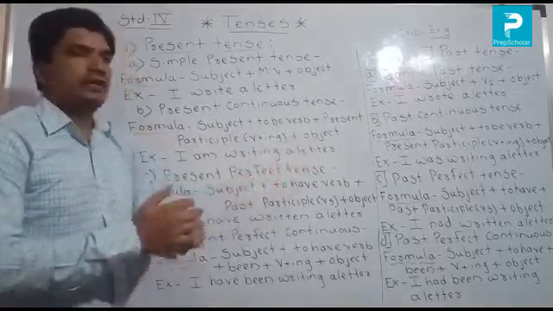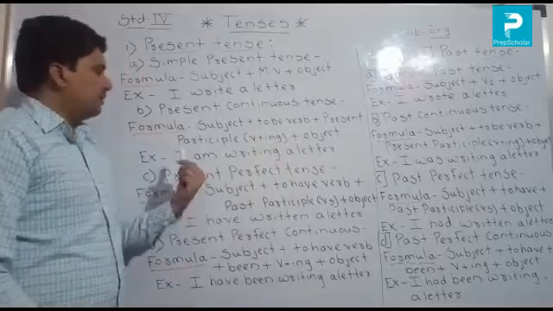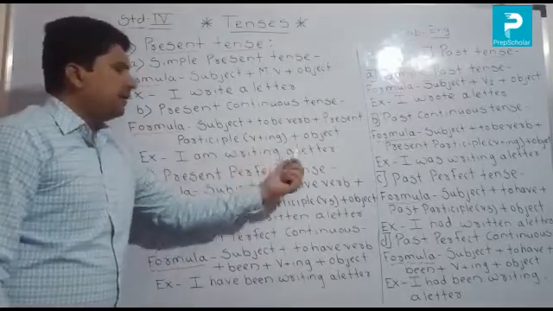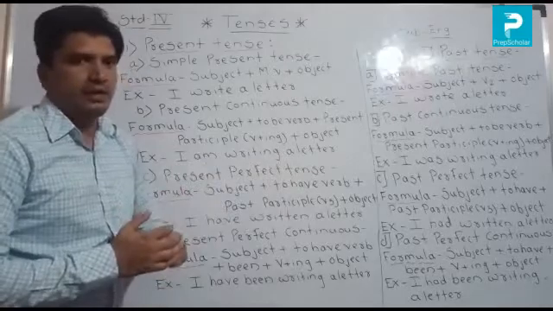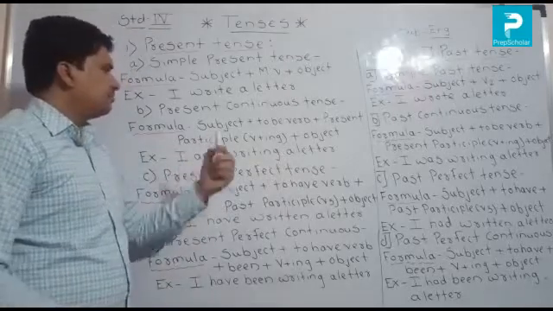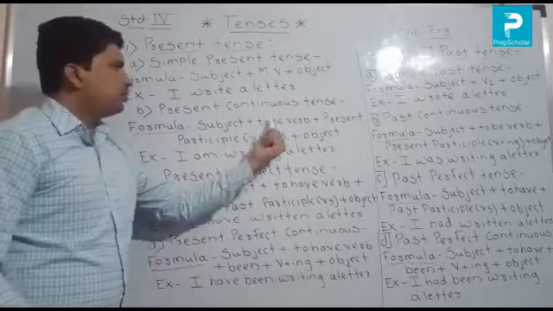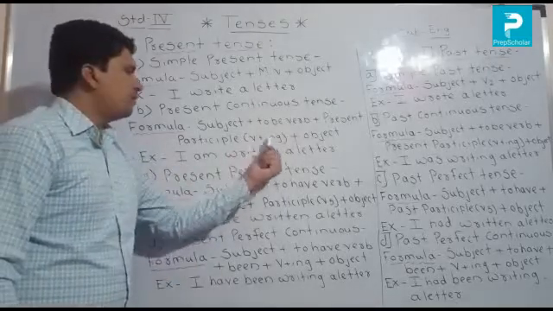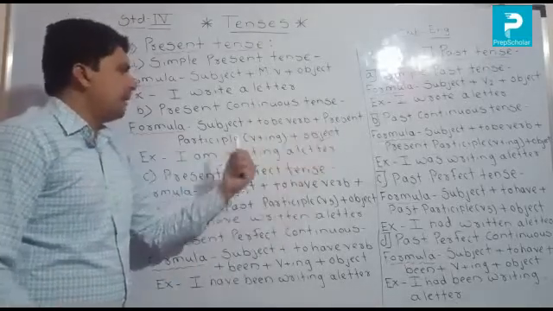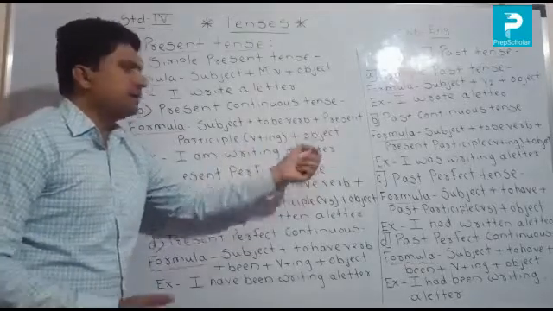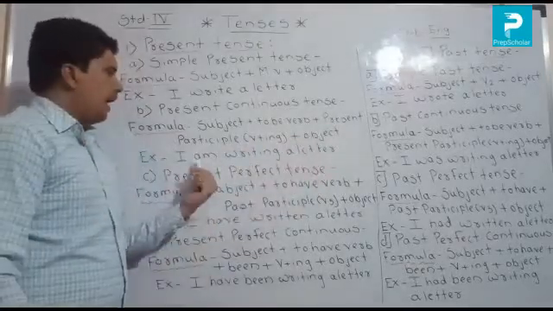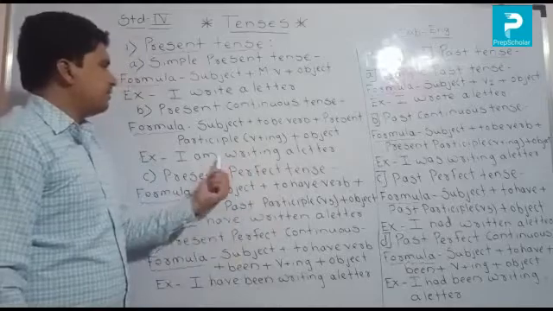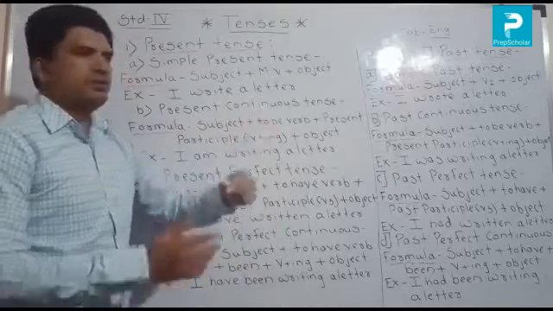And object म्हणजे कर्म. So example here: I am writing a letter. Here, I is the subject, am is the to be present verb, writing is V plus ing or present participle, and a letter is the object. Okay, so I am writing a letter is an example of present continuous tense.